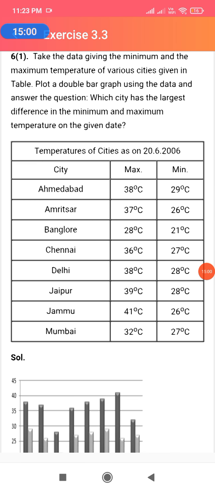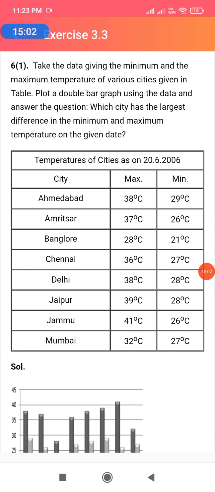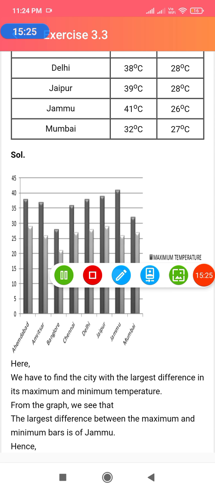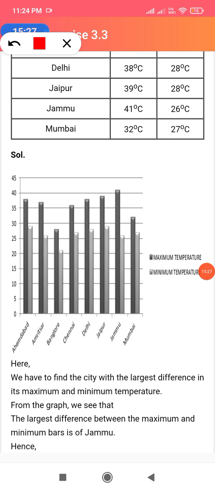Next, take the data giving the minimum and maximum temperature of various cities given in the table. Plot a double bar graph using the data and answer the questions. Which city has the largest difference in the minimum and maximum temperature on the given date? So we are drawing a bar graph. Again, in this case I need to find the difference. So where the difference is more, we need to find.